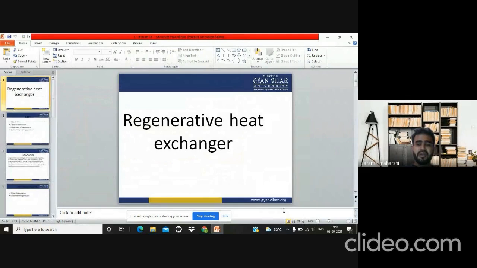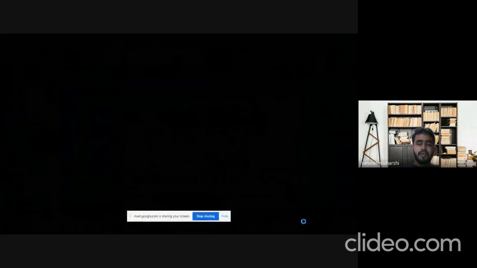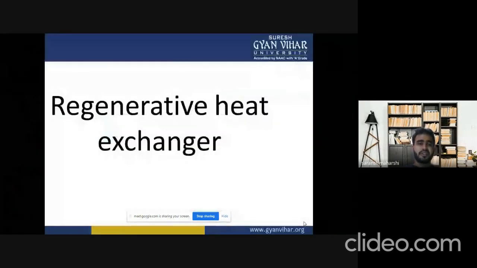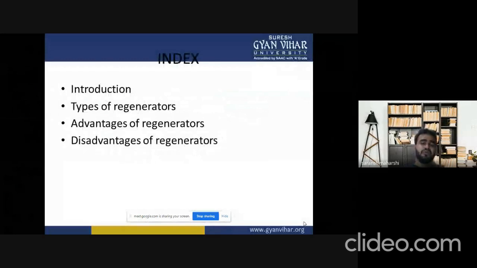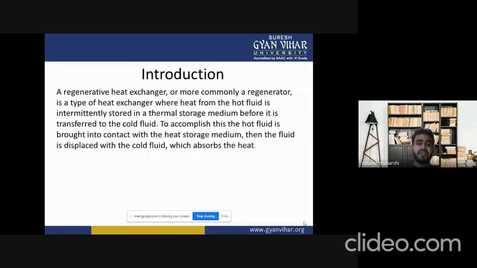Regenerative heat exchanger. In regenerative heat exchanger, we will discuss first of all the introduction, second is types of regenerator, third is advantages of regenerators, and the last is disadvantages of regenerators. First of all, we will discuss the introduction.